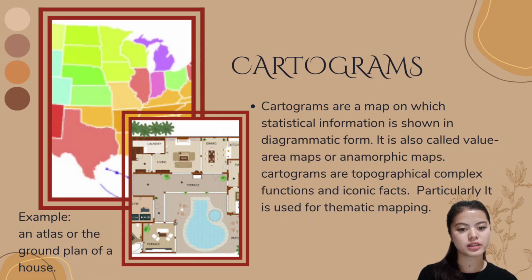Cartograms are maps on which statistical information is shown in diagrammatic form. They are also called value area maps or anamorphic maps. Cartograms are topographical complex functions and iconic facts. Particularly, they are used for thematic mapping. Here is an example of cartograms: an atlas or the ground plan of a house.